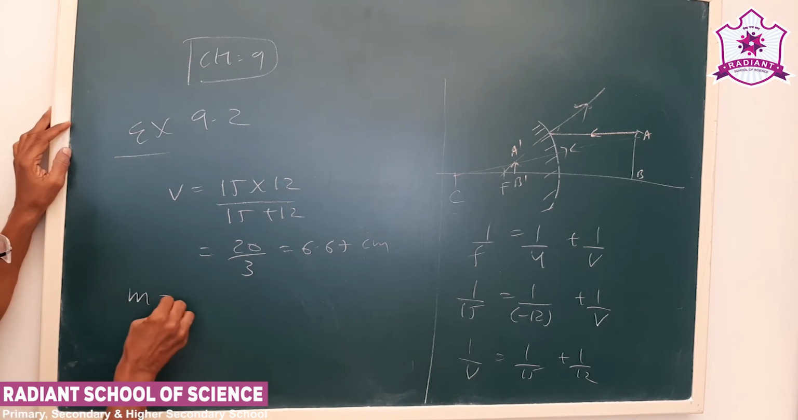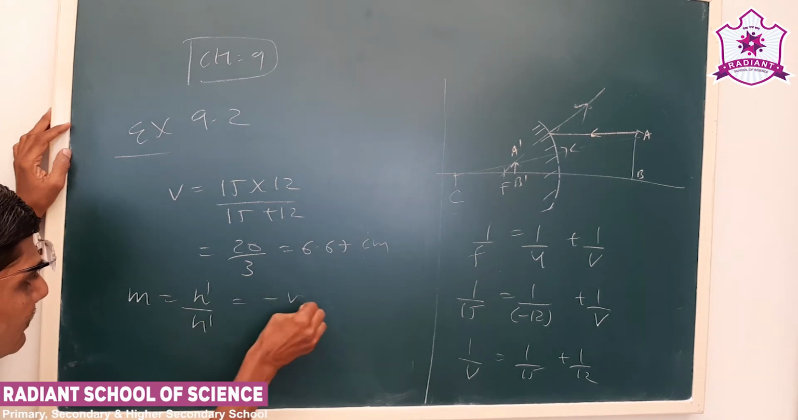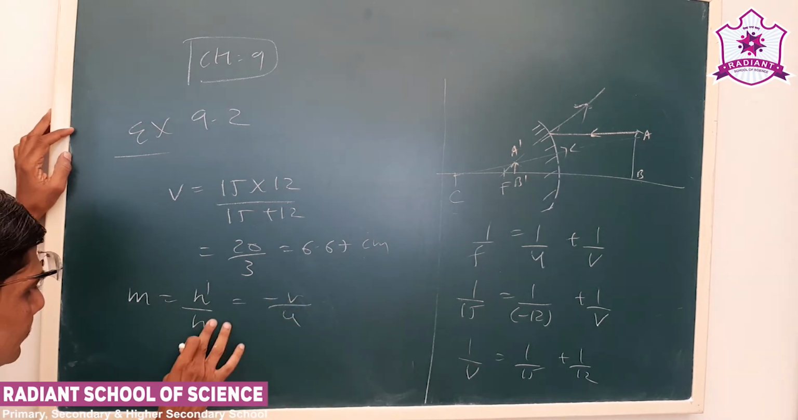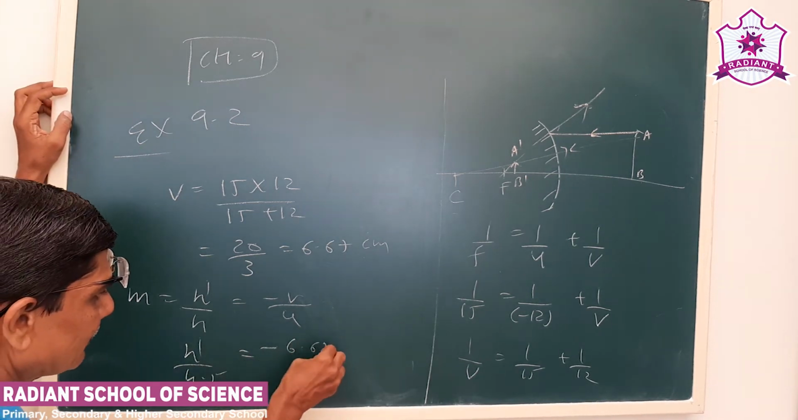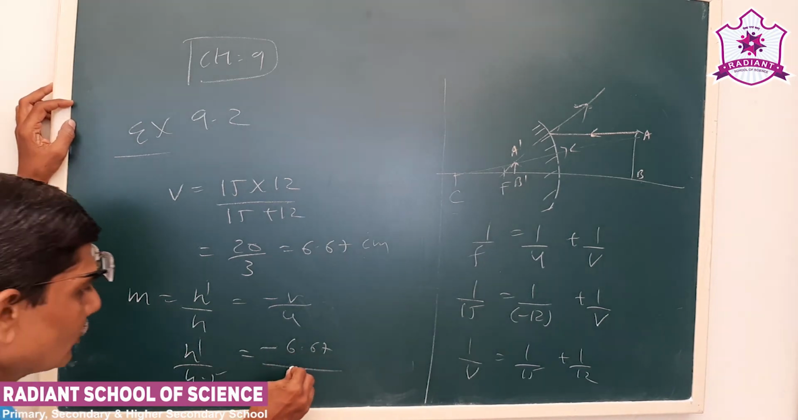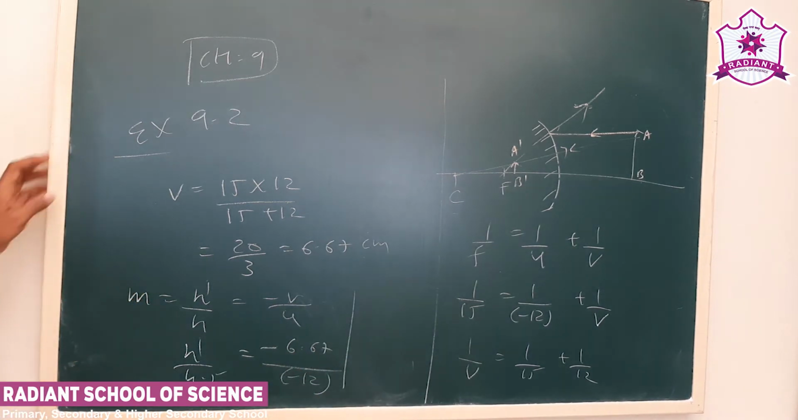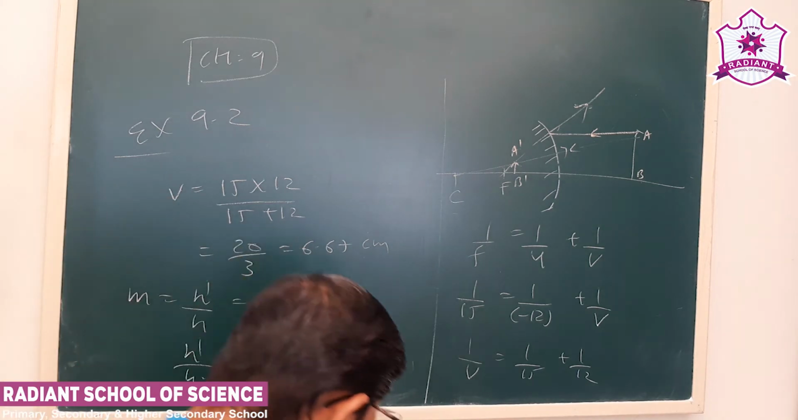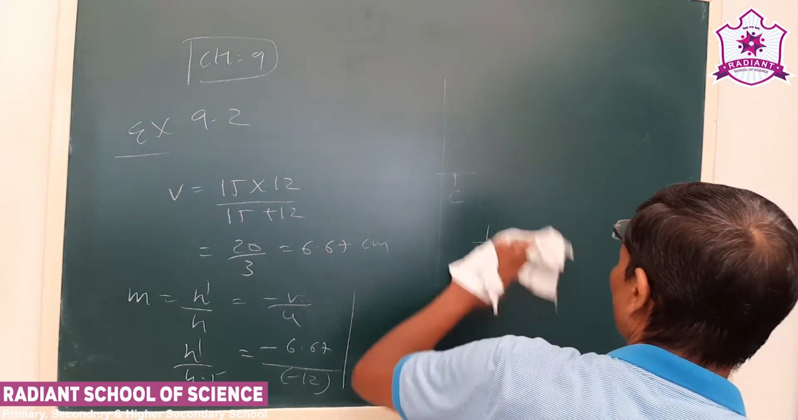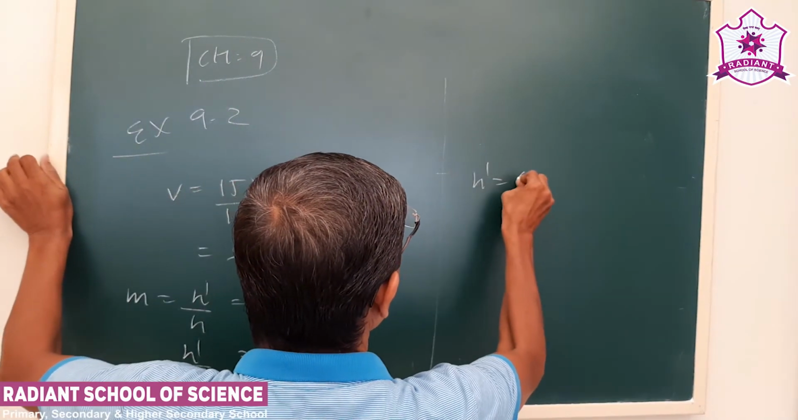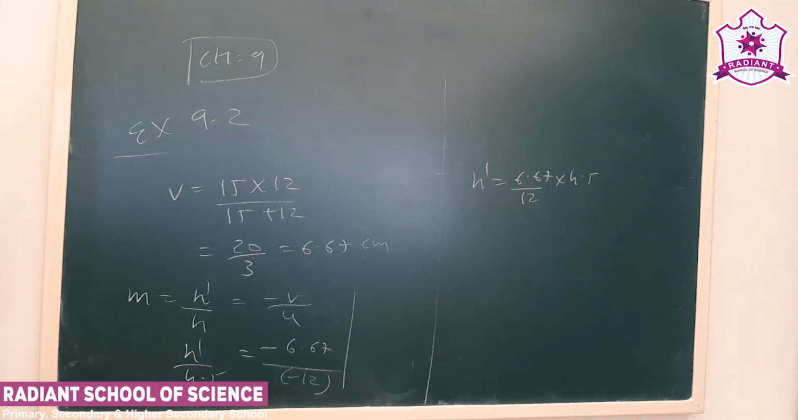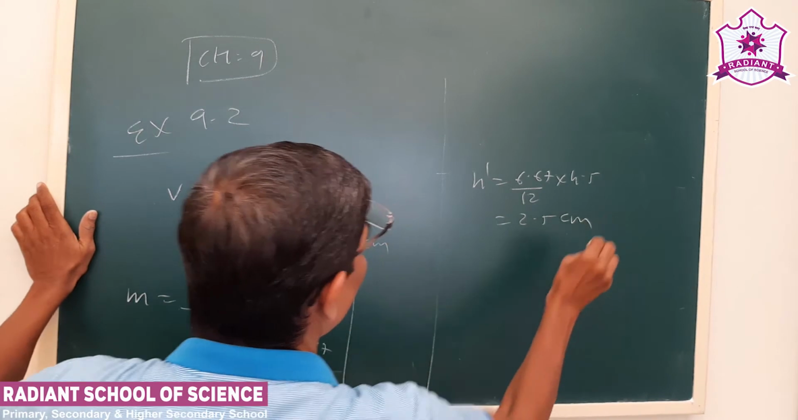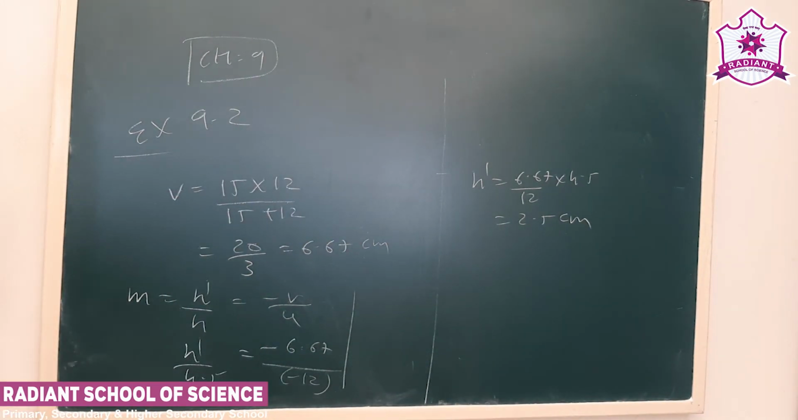Now see, the magnification is h dash by h is minus v by u. Okay, height of the object is 4.5. See, v we have obtained is 6.67 and the object distance was minus 12. Okay, so we can calculate the height of the image from this. So h dash will be 2.5 centimeter. So the height of the image will be 2.5 centimeter. So this is about exercise sum number 9.2.